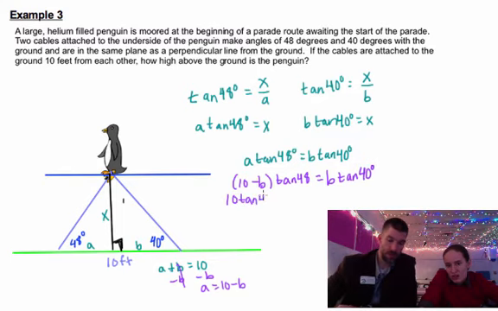You got enough room to write there? It's over there on the edges. We'll make it work. Then we need to get the B's on one side, so we would add B tan 48 over to this side.